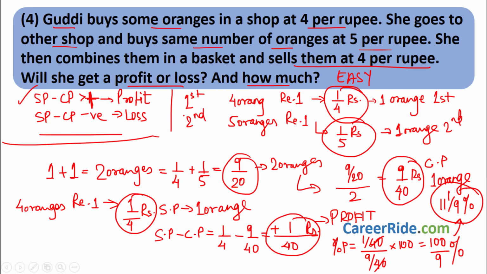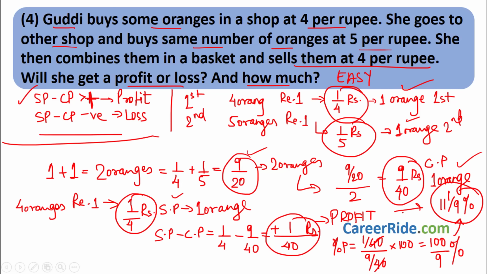Then let us assume that she buys 4 oranges at rupee 1. So 1 orange price, we found the 1 orange price in first shop and second shop. When she combines the 2 oranges, 1 orange from here, 1 orange from here, she gets 9 by 20. That is the price for 2 oranges. Then we found the price for 1 orange. That becomes cost price. Then we found the selling price of 1 orange. That is the selling price. We subtracted and found that it is profit of rupees 1 by 40, and then we converted into percentage.